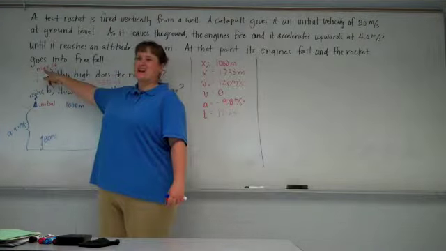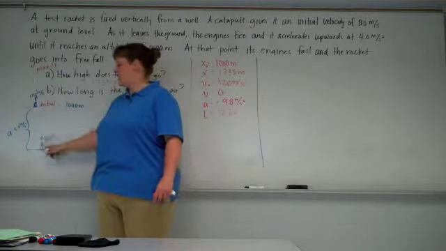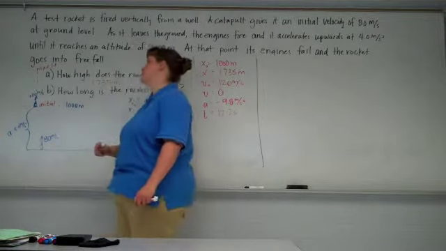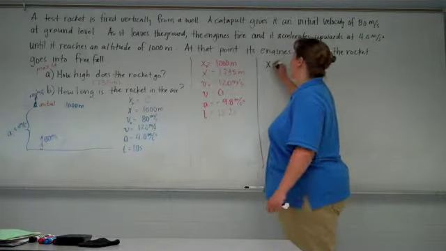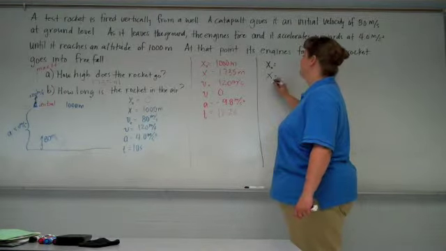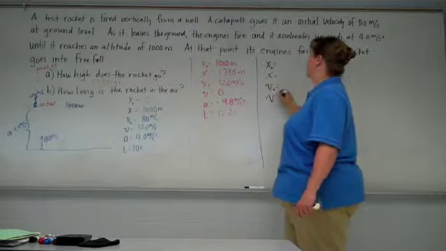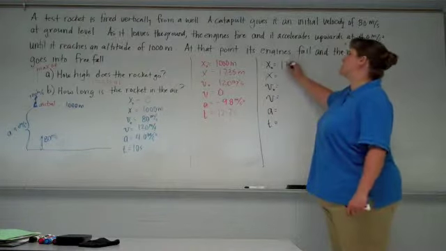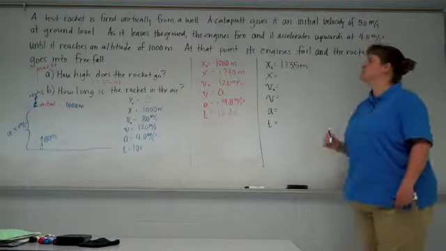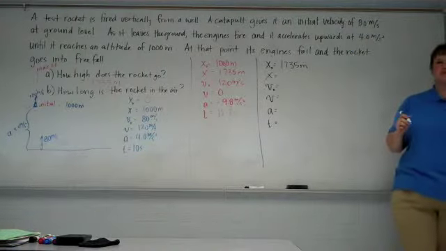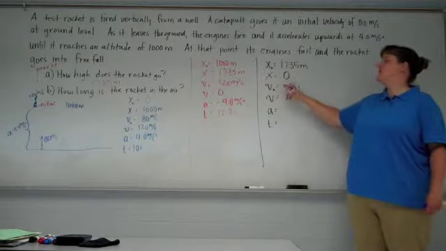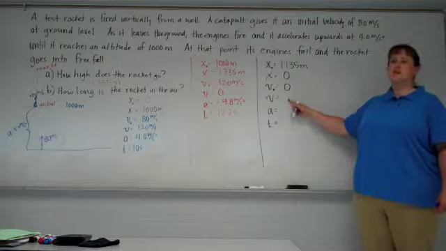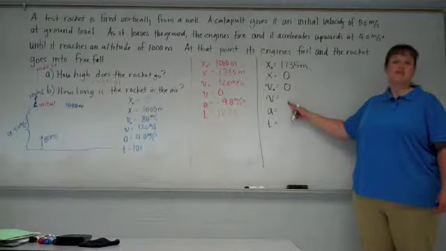The maximum height is now our initial position. Our final position is right before it hits the ground, the impact location. So our initial position is the 1735 meters. What's our final position? 0. Our initial velocity was the final one before. Final velocity. We don't know.